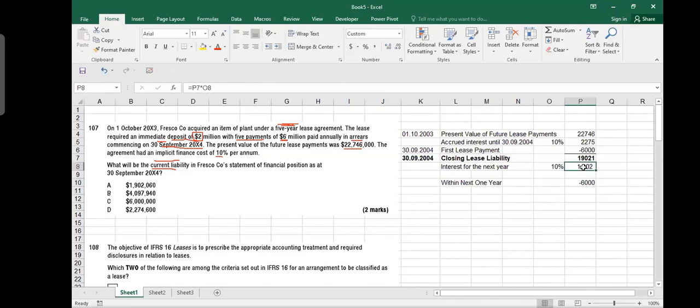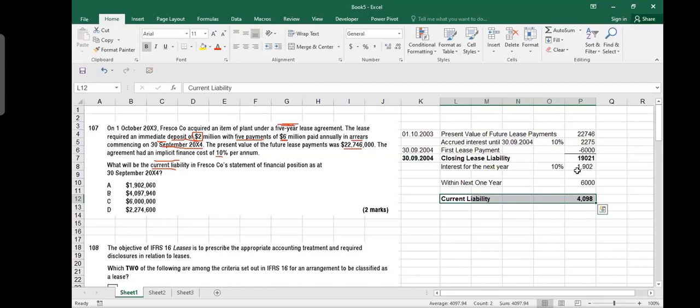And this interest is not my current liability. Liability will be only the principal amount. So I would say that current liability will be actually, let me call it 6 million here, and I say 6 minus 1902. This 4098 is your actual current liability. Your current liability on this particular date is 4098, which you have here as 4097. I think there is some rounding of numbers. If I increase the zeros, it will come up.